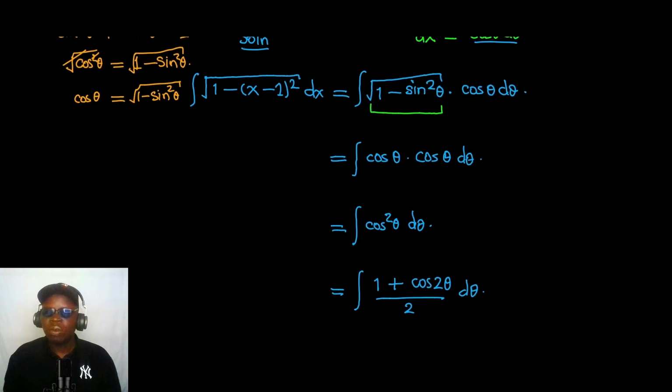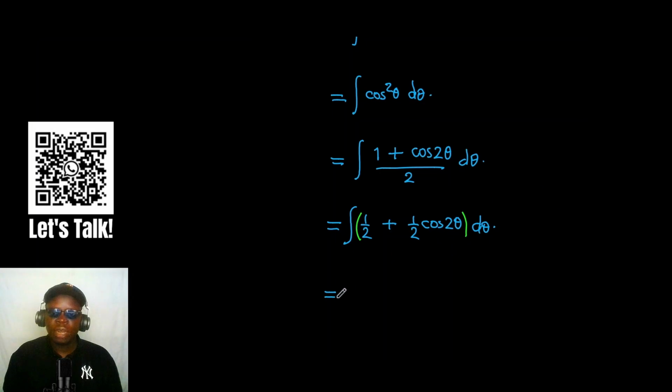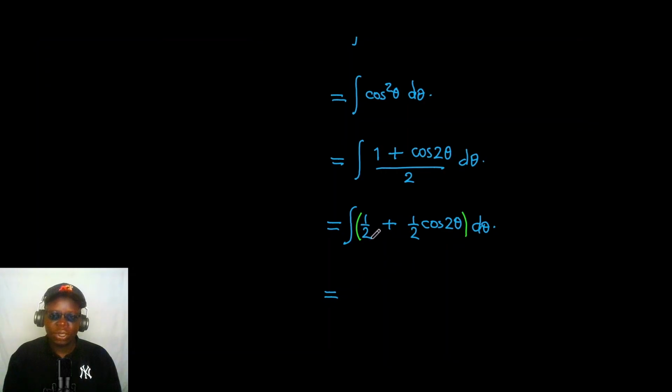So for now, we can move on and distribute the 1/2 to the two terms here, and we have the integral of 1/2 plus 1/2 cos of twice theta. And remember, we're integrating this with respect to theta, so we're going to put this into brackets, meaning that the first term is integrated with respect to theta, and the second term is also integrated with respect to theta. So now this is straightforward. We can move on and do our integration at this stage.